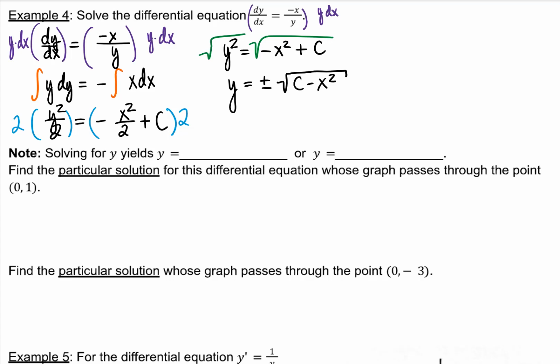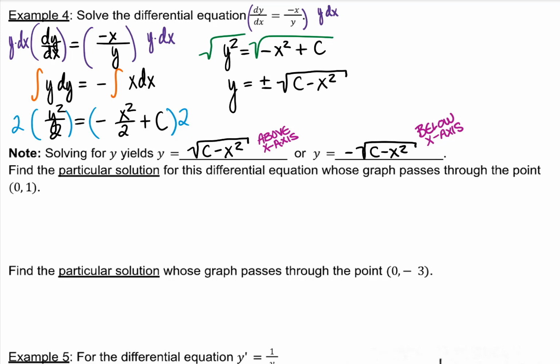Solving for y yields two solutions, the positive square root of c minus x squared or the negative square root of c minus x squared. We write it separately so that each solution is a function. Our positive semicircle takes care of any points that would be above the x-axis. Our negative semicircle would be the format of our particular solution that we would use if we're going through a point below the x-axis. Find the particular solution for this differential equation whose graph passes through the point 0, 1.